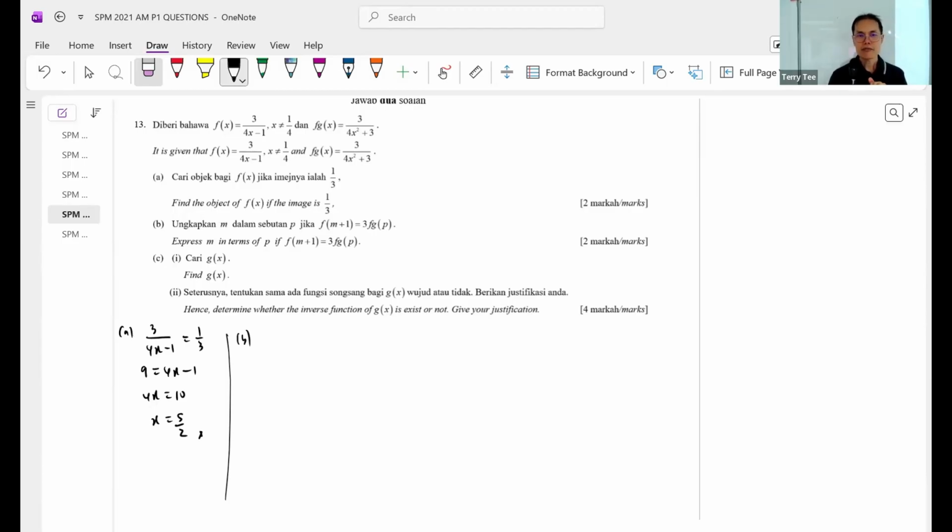Okay, f of m plus 1 means I'm putting m plus 1 inside. Right, let me write this straight away. 3 over 4 of m plus 1 minus 1 equals to 3 fg(p). Okay, you know your fg(p), right? You know your fg, your fg is this. So it's 3 times of 3 over 4, let's put p inside, p squared plus 3.